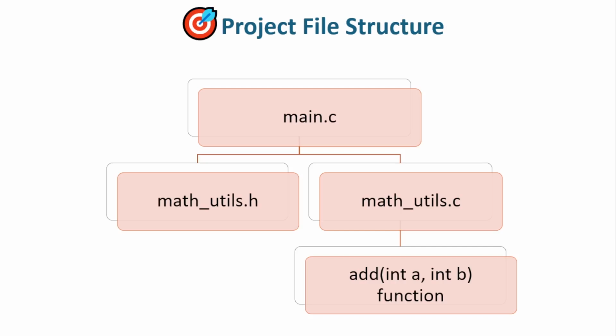Project file structure. We organize all our source and header files, main.c, math_utils.c, and math_utils.h, within a single src directory for simplicity. Explanation: math_utils.h contains function declarations or prototypes. Main.c includes math_utils.h to use the function. Math_utils.c includes math_utils.h and contains the actual function definition. Both main.c and math_utils.c are compiled and linked together to create the executable.